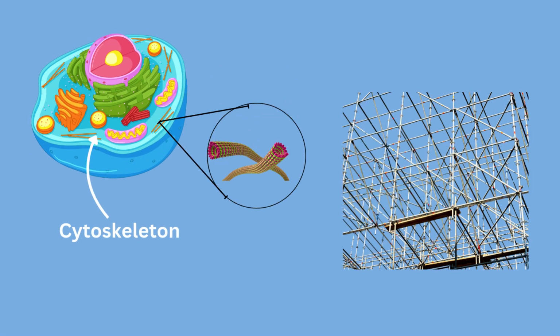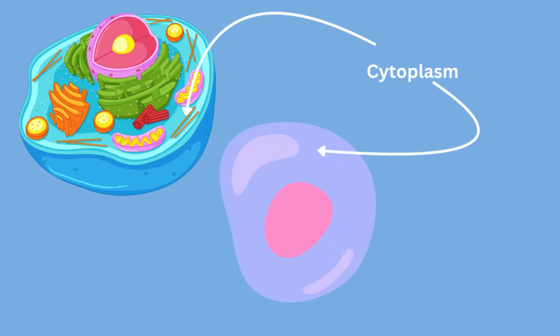7. Cytoskeleton. The cytoskeleton is the structural framework of the cell, made up of microfilaments, intermediate filaments, and microtubules. It gives the cell its shape, supports its structure, and aids in movement and internal transport of materials. 8. Cytoplasm. The cytoplasm is the jelly-like substance that fills the cell. It provides a medium in which organelles are suspended, allowing movement of materials, and is the site of many important chemical reactions necessary for the cell's survival.